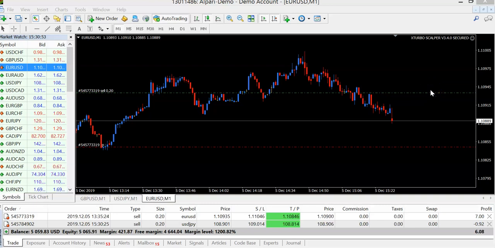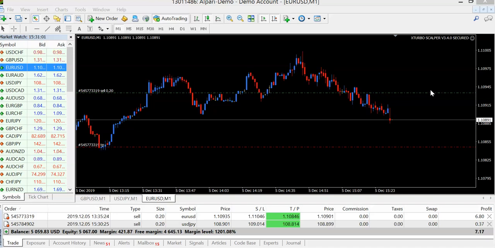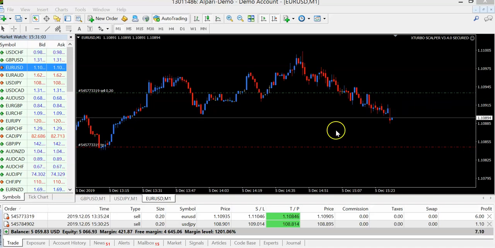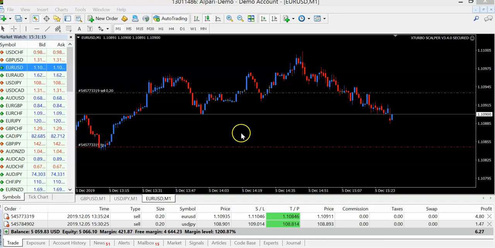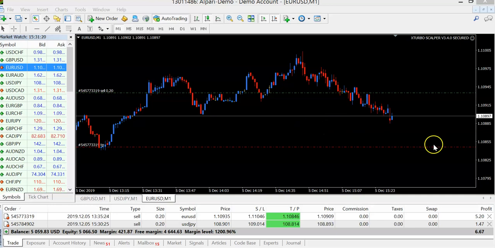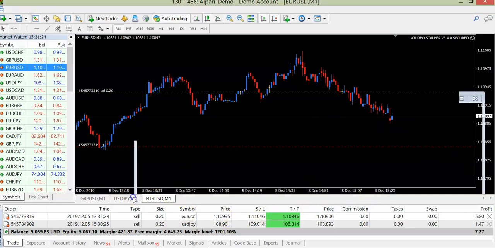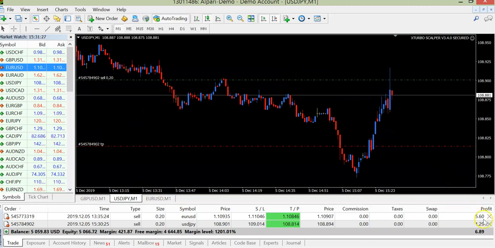Today we are trading live with the Xturbo Scalper Expert Advisor. This is an Auto Trader Expert Advisor, and we are in a live trade on three pairs. I opened three pairs on the M1 time frame because I want to have more trades per day. And you see, for now we are in the money on Euro USD, and also this one is a little bit in the money.